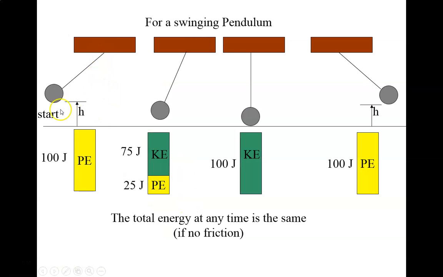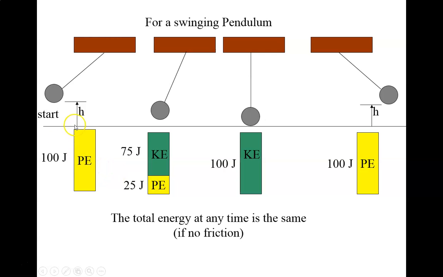So picture this as a pendulum that's swinging back and forth. And so here I've got it pictured at different points in its swing. So here it's at the top of its path. Here it's swung down a little bit. Here it's at the bottom of its path, moving the fastest. And here it's swung back up.